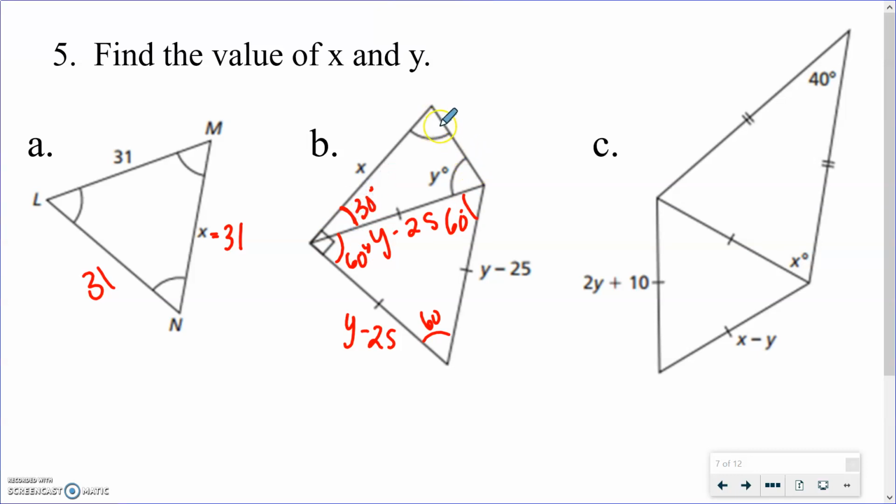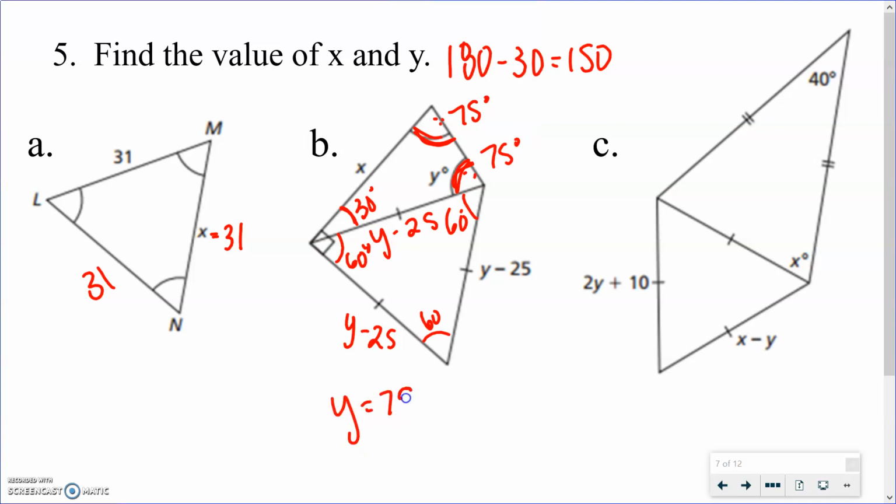And so these two are the same. And so I know 180 minus 30 is 150. And so these two added together need to be 150. So I know this one and this one are both 75 degrees. Okay? Which means that y is equal to 75.